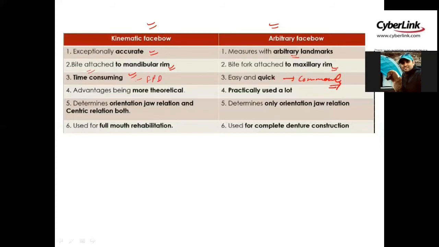Advantage being more theoretical. It is practically a lot. Determine orientation, jaw relation, and centric relation both. It determines only orientation jaw relation, right? This is used for full mouth rehabilitation and this is used for complete denture construction, right?